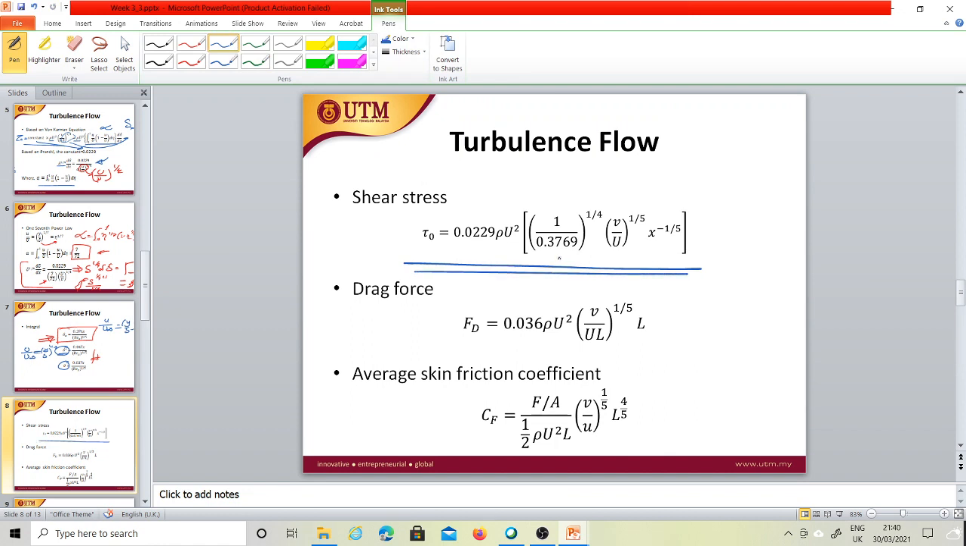So if you put the value here, delta is actually 0.376x times Re_x to the power 1 by 5. If you put this here, you will get 1 over 0.376 to the power 1 by 4, and then some other expressions. You have to simplify it, this is also your task, and you will get this one. I'm not asking you to derive these things, but you need to know how to get them. If I substitute the value of delta here, this is the delta part, and if you simplify it, you will get this expression.